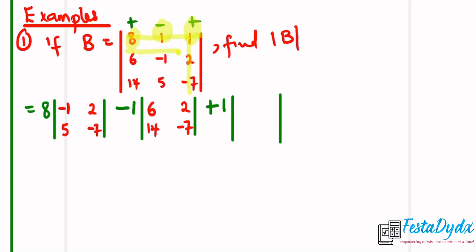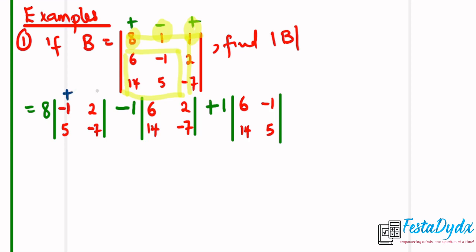So now we are left with 6, minus 1, 14, and 5. So the next thing we'll have to do is to look for the determinant of the 2 by 2 matrix we've formed now, so that we can be able to multiply it by the first rows we have there. The first rows are the 8, minus 1, and plus 1. So now let's look for the determinant of the 2 by 2 matrix.